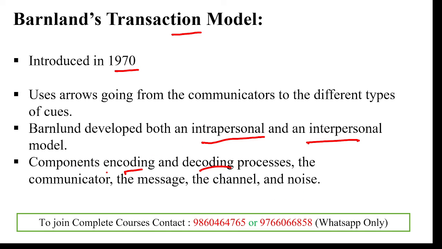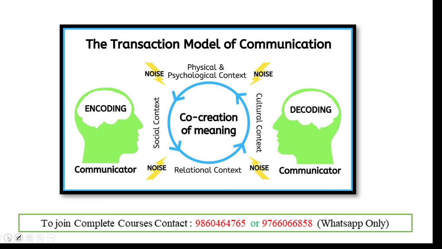So here the communicator is the person who speaks or who sends the information to another one, so that he makes the encoding process. Okay, so then decoding is the person who gets the message. Clear? Then you can see the transaction model here. Then encoding is the communicator, and decoding is another communicator who gives feedback. So you are also a communicator.